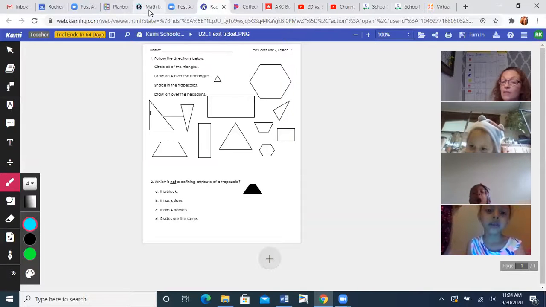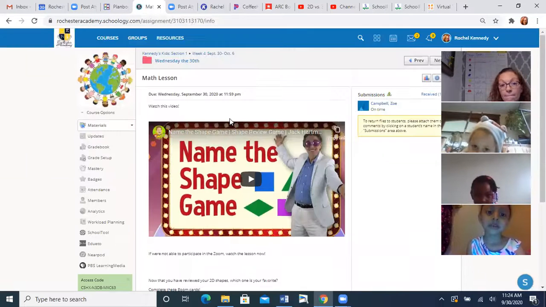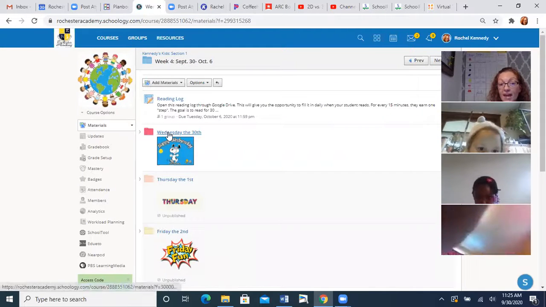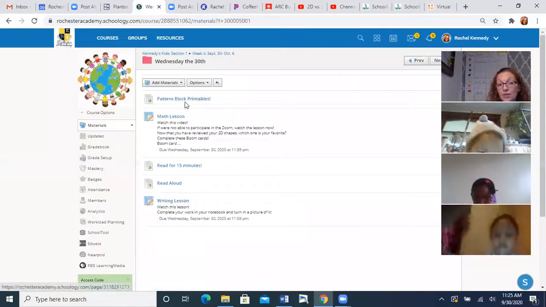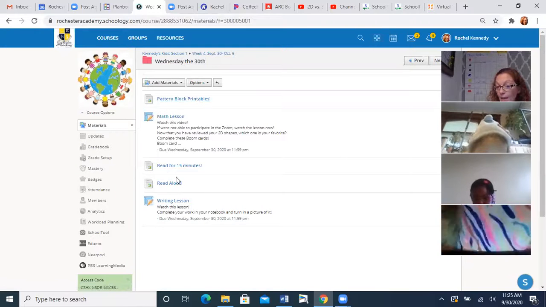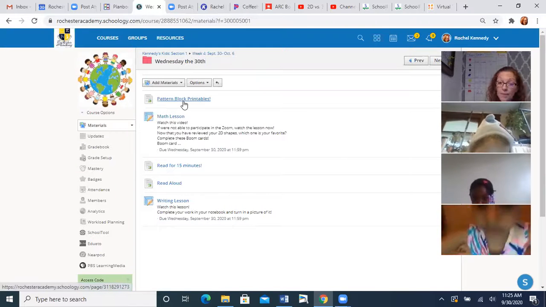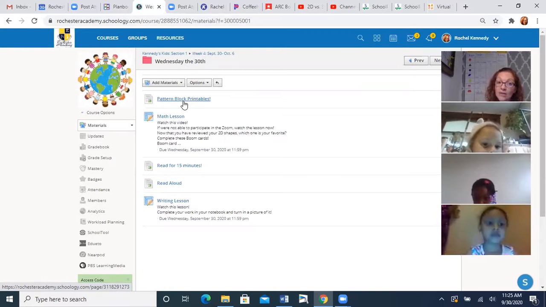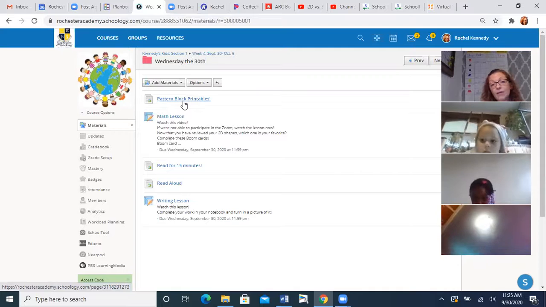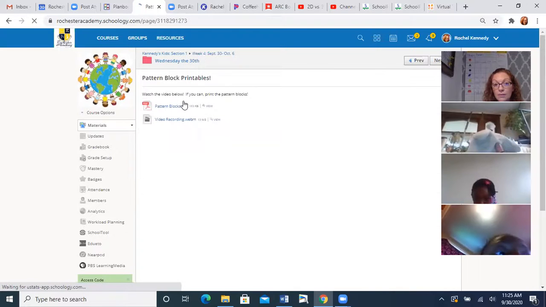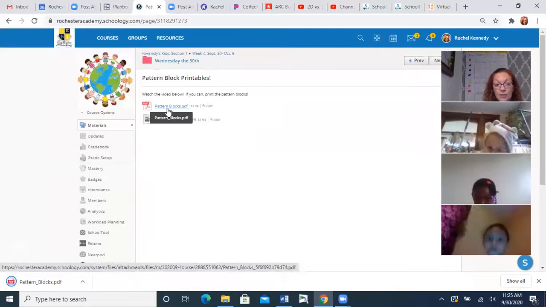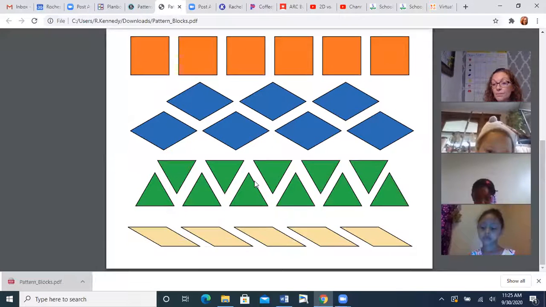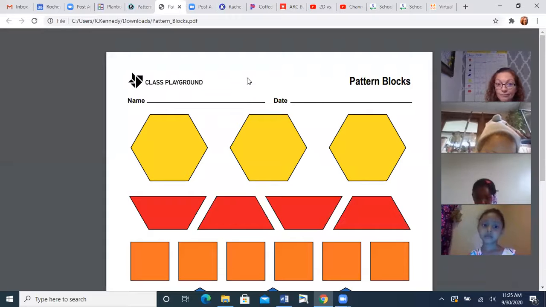All right, so for these coming lessons for our shapes, it is going to be important that if you have a printer, there's pattern block printables under Wednesday. This will help the students be able to manipulate and move them around because some of our activities are going to need these. We do have online options that I provide every day, but if you are able to print, just click and it downloads, and if you click on it, it opens up and you can print. This will help them to be able to create shapes.